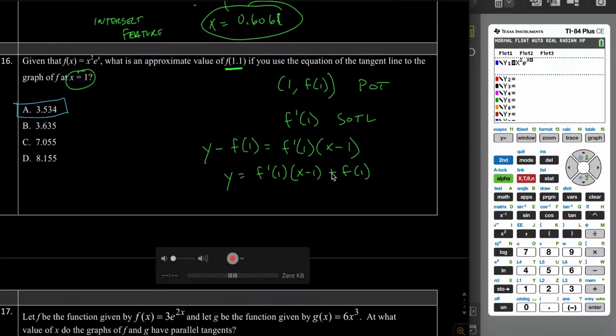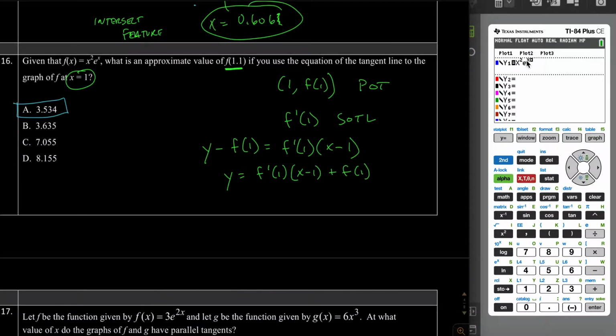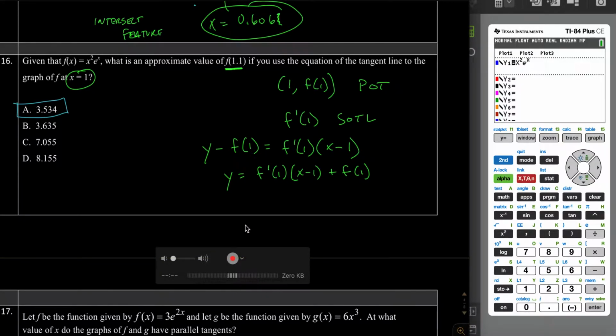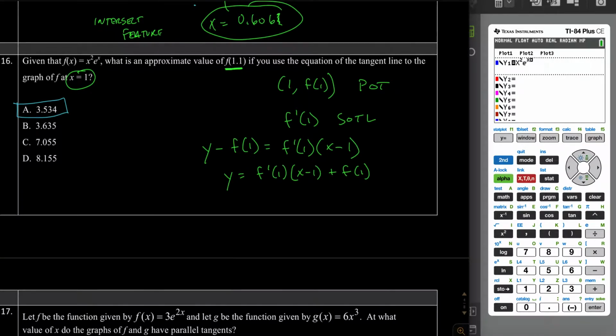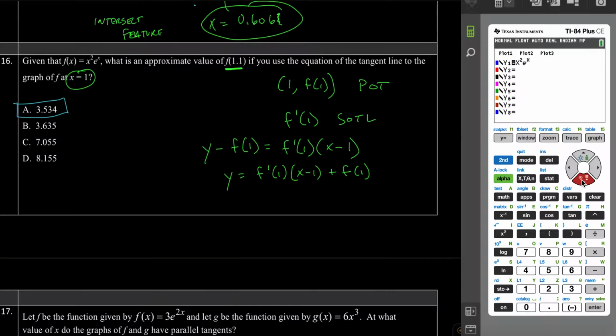Okay, now you're going to pause the video here for a second and just put in the function, first of all, into y1. Okay, so once you've done that, we want to then go into y2. And we're going to start off with the derivative at 1. So we go alpha, n derive, so we don't actually have to do the derivative.